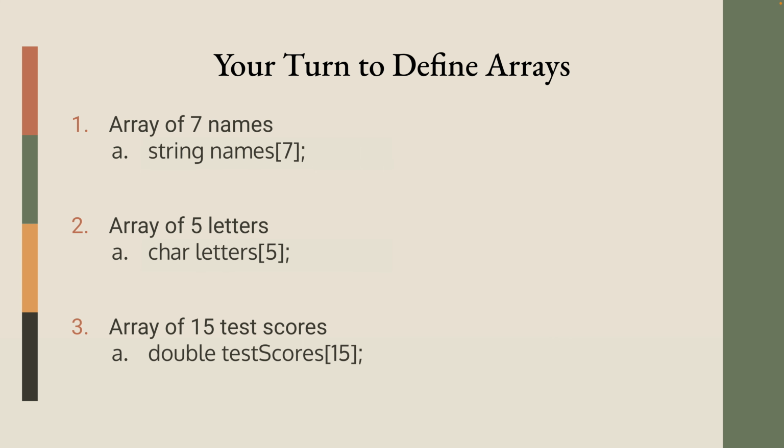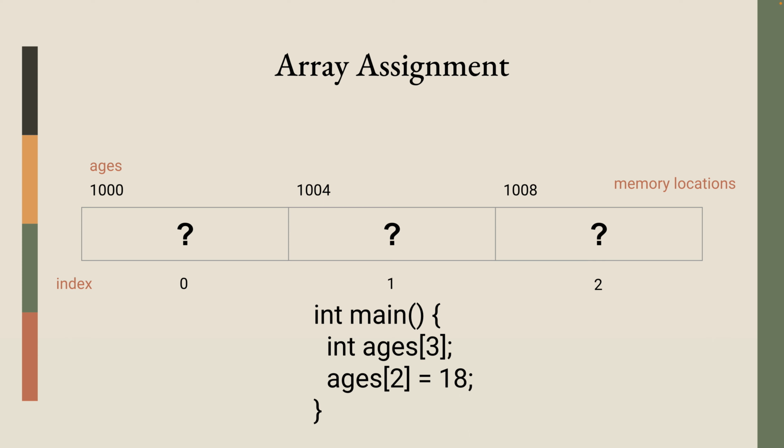So this would store 15 separate test scores. And this data type is referring to each element. What is the data type? For each of them, some of those test scores might have a decimal in it, so we want to make sure that they're all good. Okay, other questions? Okay. So now array assignment.